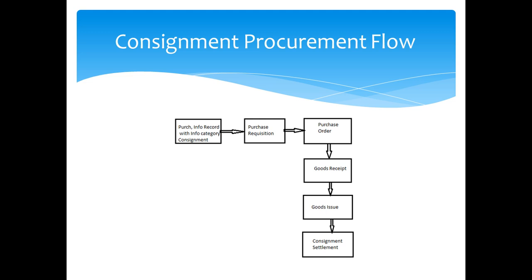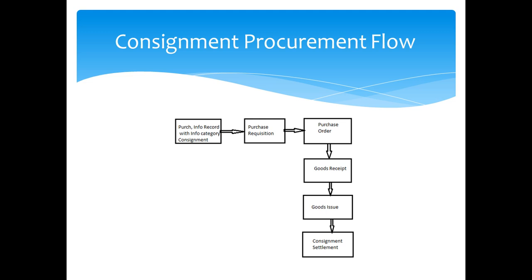So how does this consignment process work? To perform the consignment procurement process, the purchasing info record is mandatory, because in the vendor consignment process we don't do invoicing in the traditional way. In the standard procurement process we create an invoice through the MIRO transaction, but in the vendor consignment process we don't create an invoice or receive an invoice from the vendor. Instead, we do automatic settlement by using transaction code MRKO.